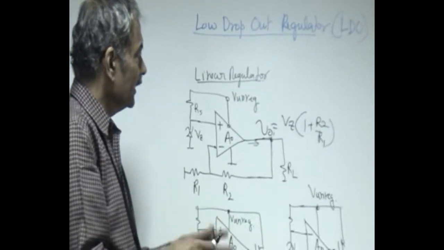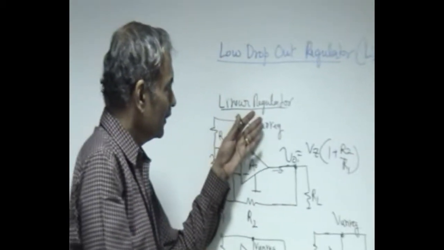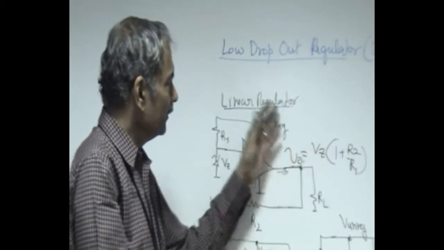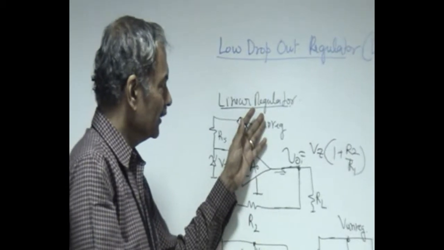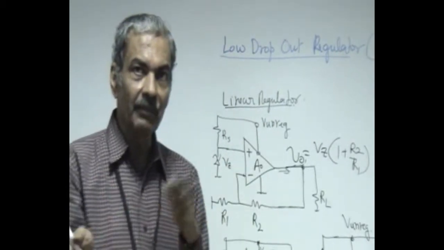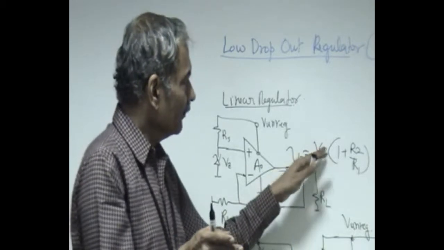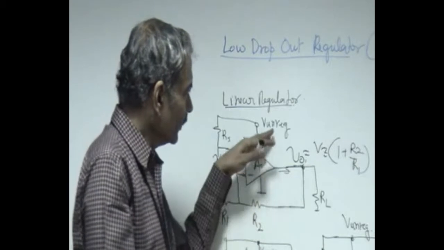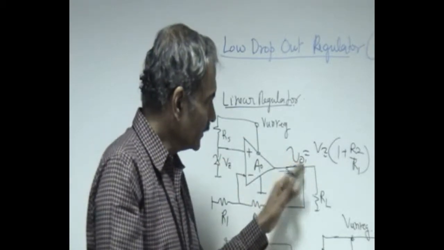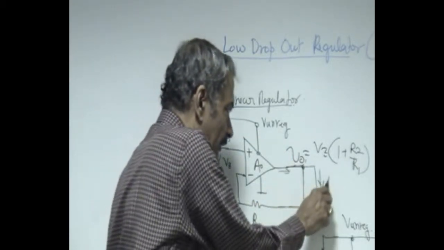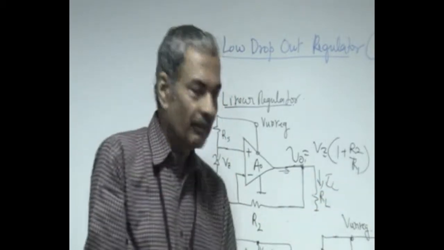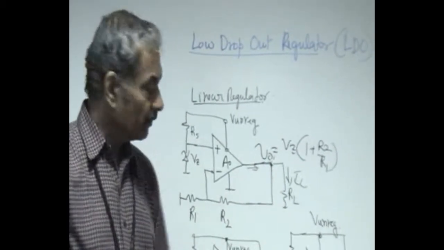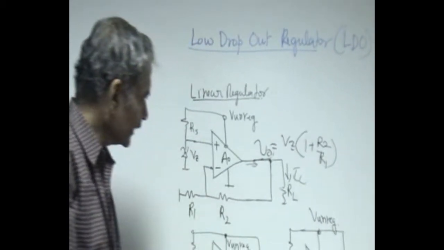Now we have to investigate the line regulation, which means how this remains constant at this value independent of the unregulated voltage changing from a minimum to a maximum value. Okay, and what is the percentage change in the output voltage? That is called line regulation factor. And the load regulation is, as the load current is varied from its minimum to a maximum, what is the percentage variation in the output voltage? These are two large signal parameters which you can measure for this regulator.